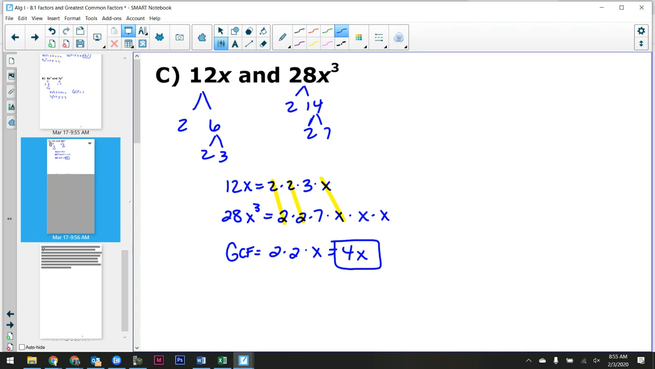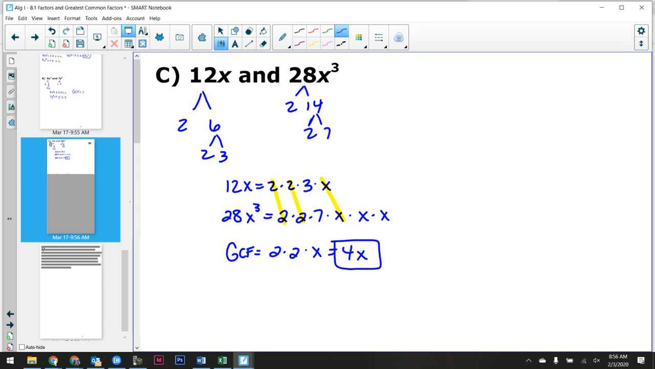Now, how do we get to that point without having to write out these lists? Because that's the goal, right? We should get to the point where we don't have to write that out anymore. We can just intuitively know that, okay, the GCF is going to be 4x. Well, think about the numbers, right?